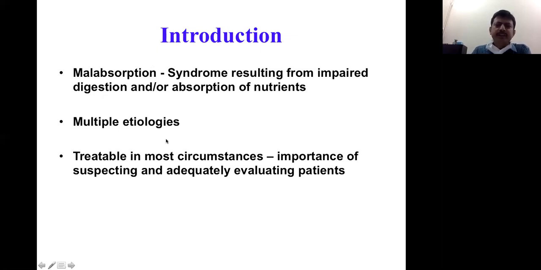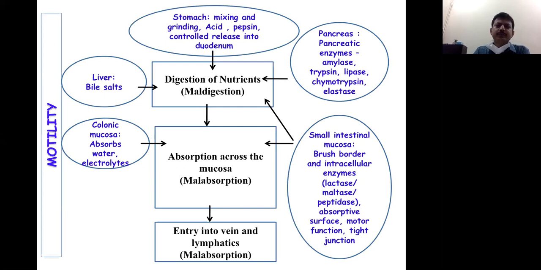So before I discuss the etiologies or what are the different causes, it's good to know briefly about the physiology of digestion and absorption. Now, digestion and absorption is a complex process.